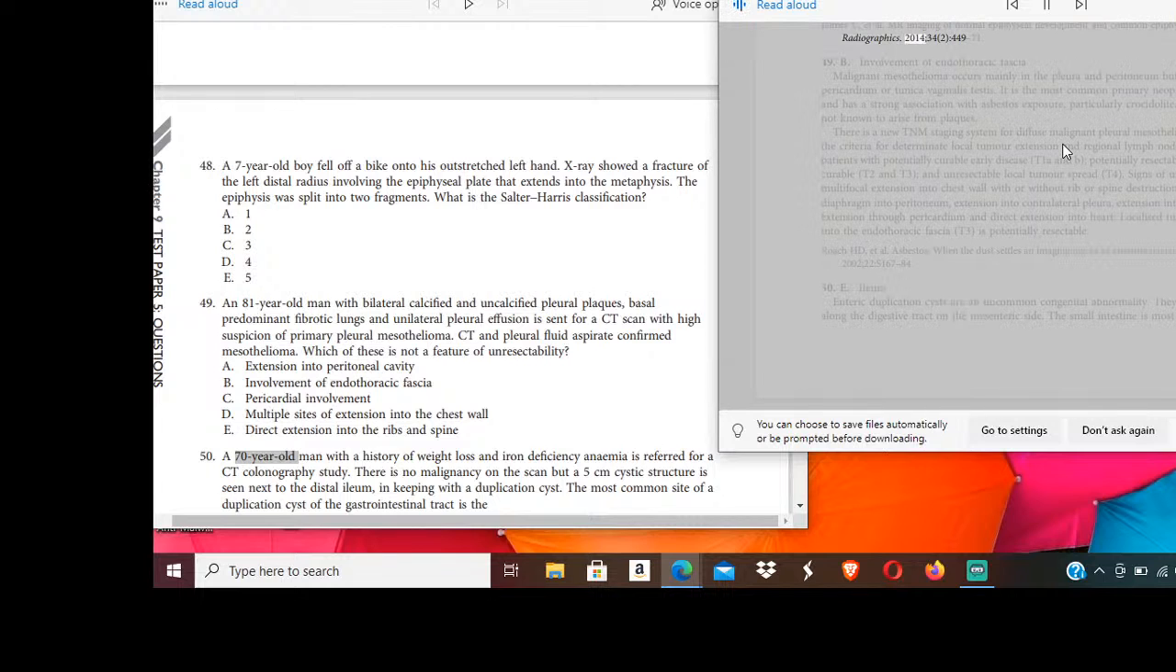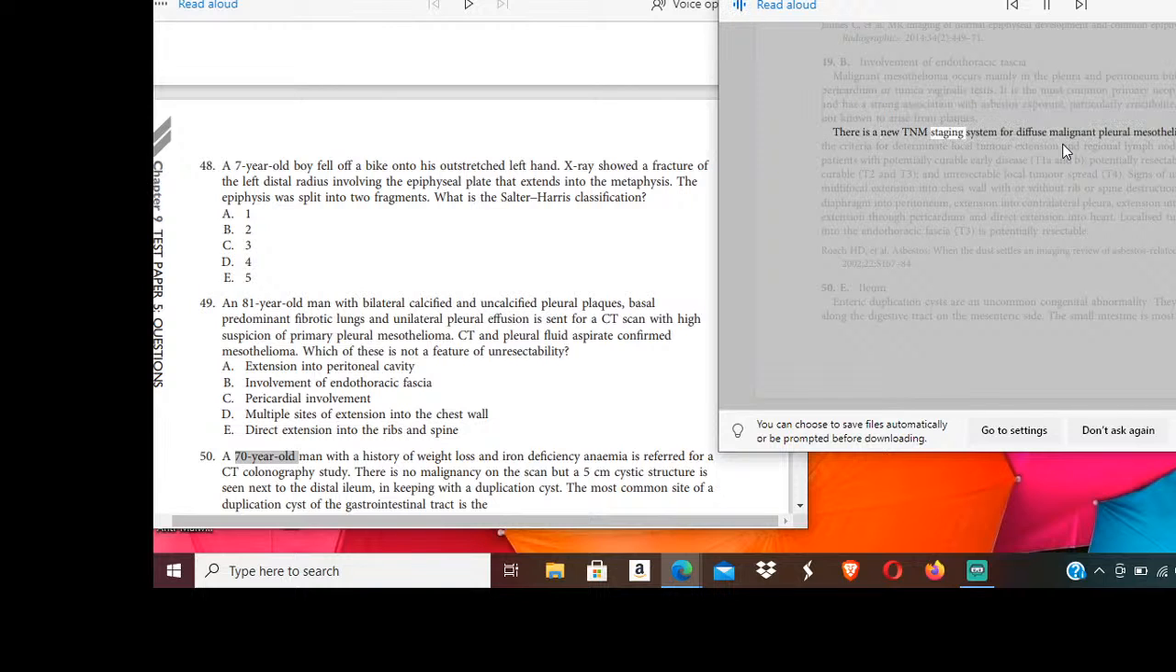Radiographics. 2014, 34, 2. 49. B. Involvement of endothoracic fascia. Malignant mesothelioma occurs mainly in the pleura and peritoneum, but can arise in the pericardium or tunica vaginalis testis. It is the most common primary neoplasm of the pleura and has a strong association with asbestos exposure, particularly crocidolite. Mesothelioma is not known to arise from plaques.